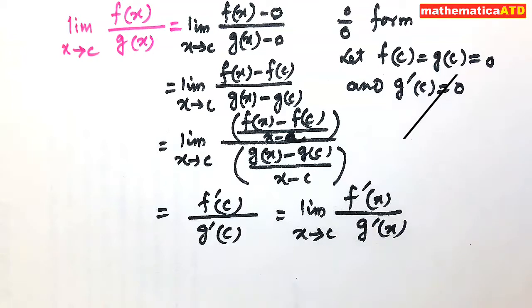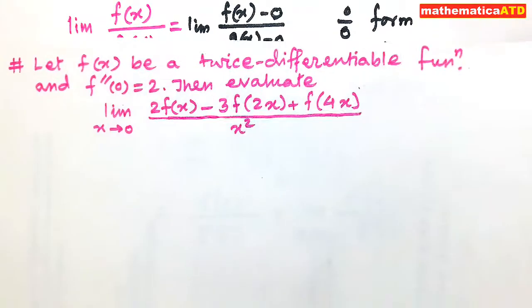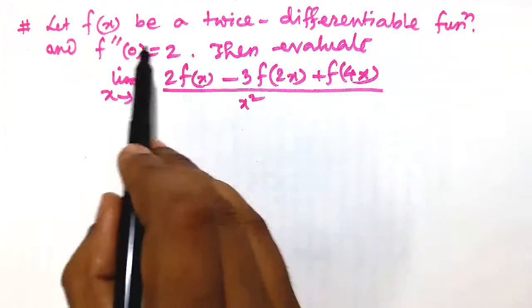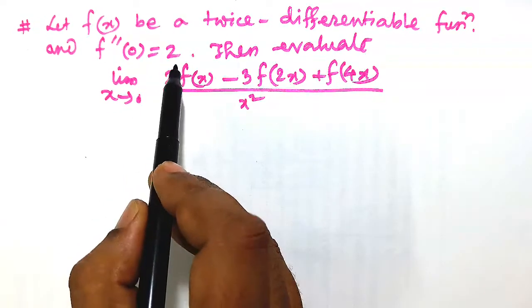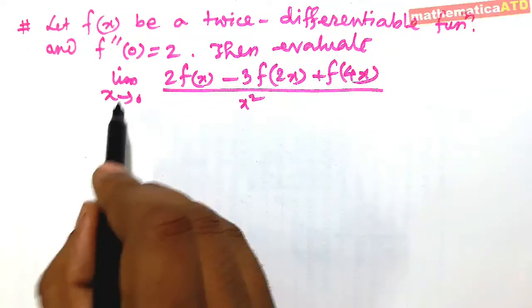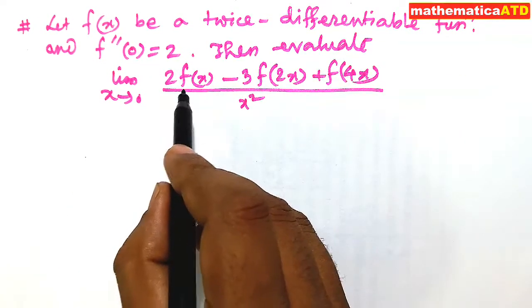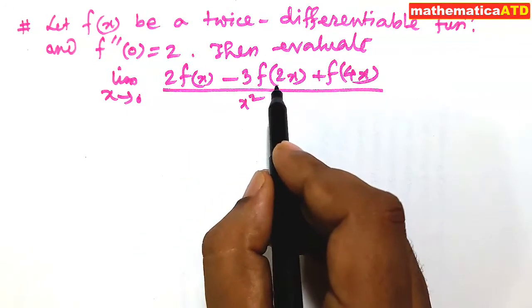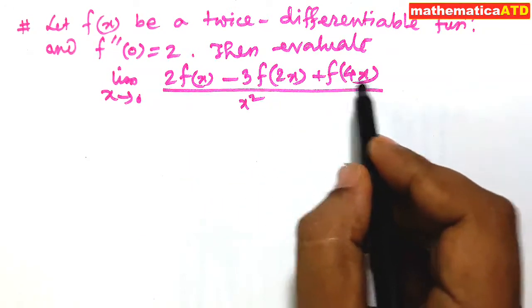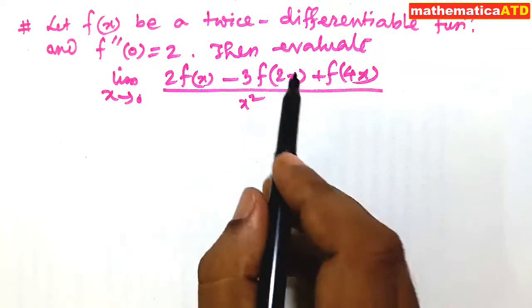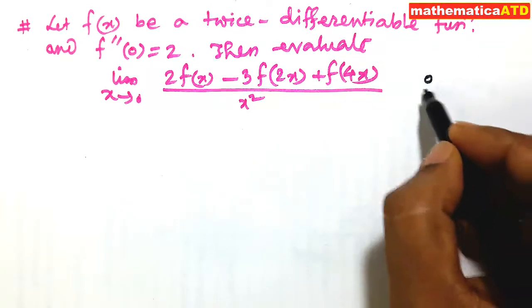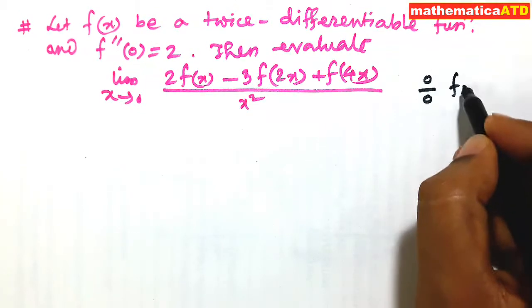Now friends, we illustrate one example. Let f(x) be a twice differentiable function and f''(0) is equal to 2. Then evaluate limit as x tends to 0 of 2 times f(x) minus 3 times f(2x) plus f(4x), whole divided by x square. Obviously this limit has 0 by 0 form.